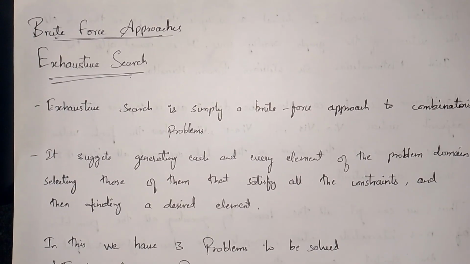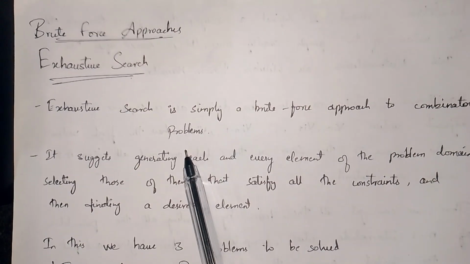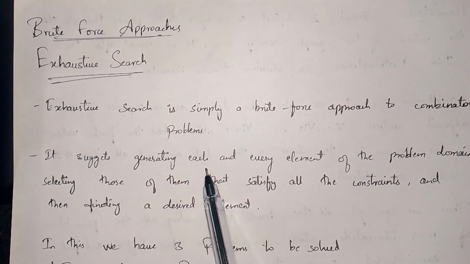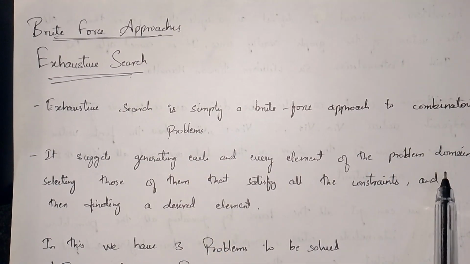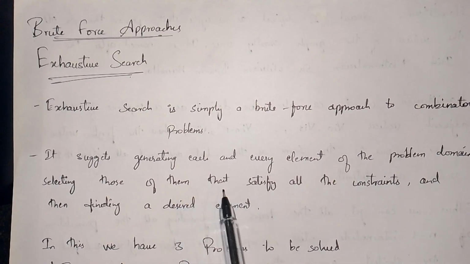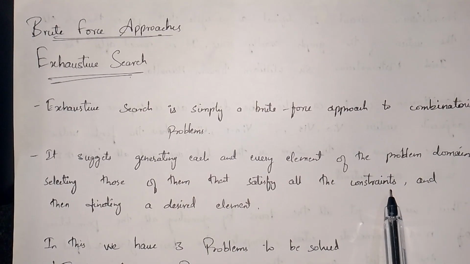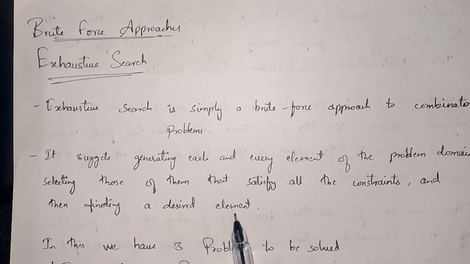Today in this video we are going to discuss brute force approaches. In that we are going to first discuss exhaustive search. This exhaustive search is a brute force approach to combinatorial problems. It suggests that we have to generate each and every element of the problem domain and select those of them that satisfy all the constraints, and then find the desired element.